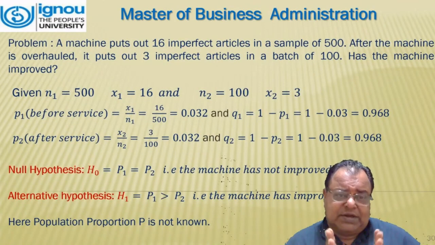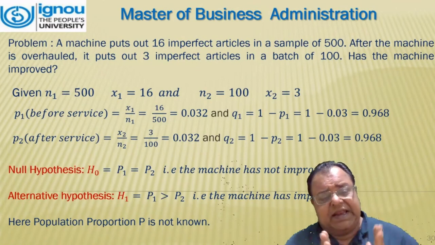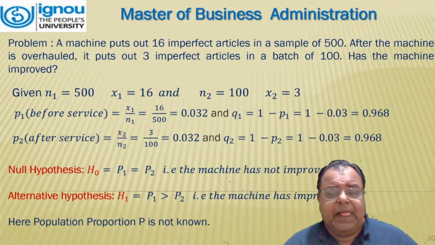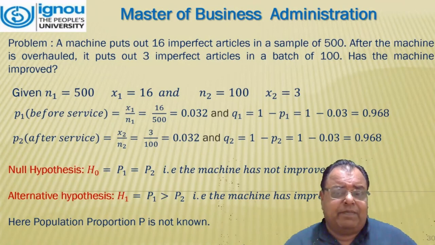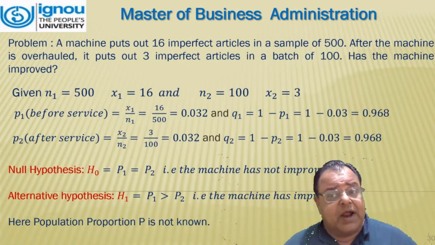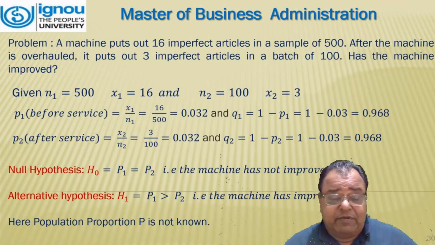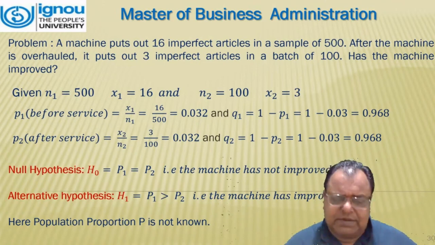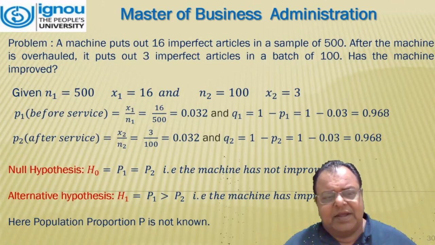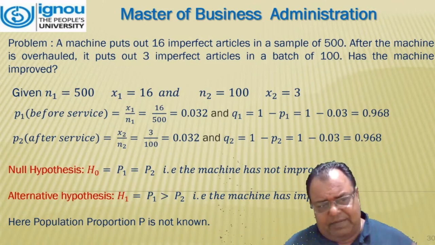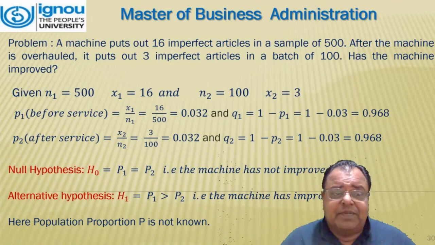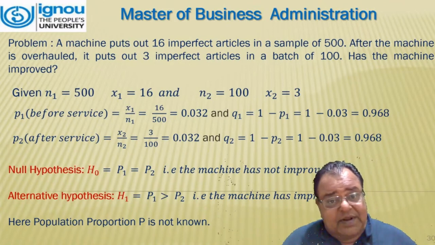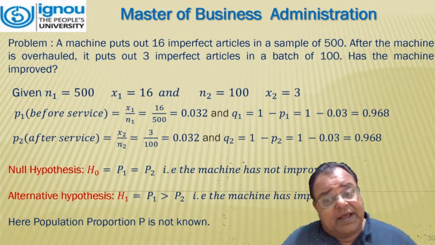Another problem: a machine puts out 16 imperfect articles in a sample of 500. After the machine is overhauled, it puts out 3 imperfect articles in a batch of 100. Has the machine improved? This can be said to be a practical problem. Here what is given to us? N1 equal to 500, X1 equal to 16, N2 equal to 100, and X2 equal to 3.